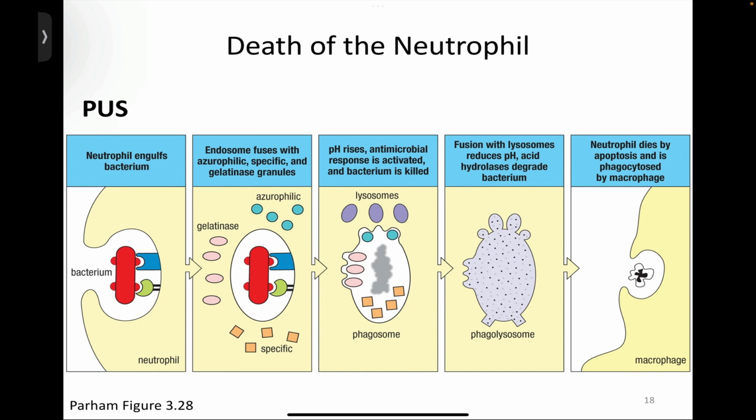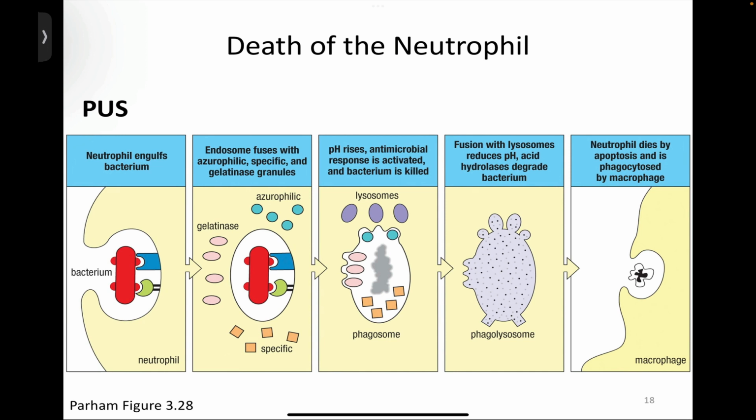And what will eventually happen is that some macrophage will come and eat the neutrophil's body. So you can see here's a macrophage. It is phagocytosing the neutrophil. And that way the macrophage is getting all of those amino acids and nucleic acids and lipids and carbohydrates, all of those things that we've got here. So basically, we're recycling the neutrophil and we're recycling all the parts of the microbe.